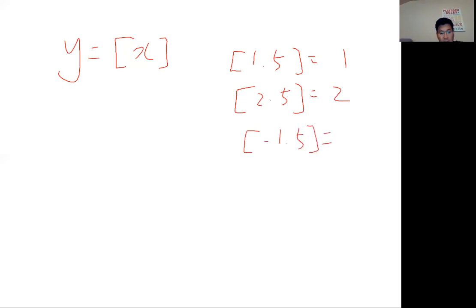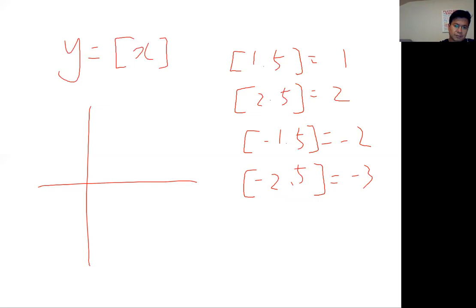Round down. People think that this is negative 1, but it's negative 2, because you round 1 down. And then negative 2.5 is negative 3. Because of that, the graph looks like this. 0 is 0. Up to 0.9999, it just stays 0. But once it hits 1, it goes up to 1, all the way to 1.9999 stays at 1. And then same thing. That's why we call it a step function, because it looks like steps.